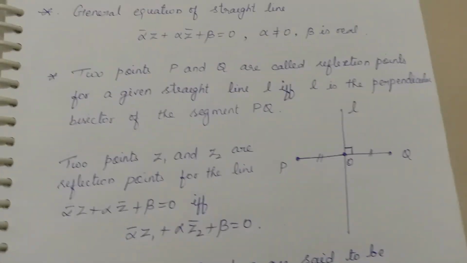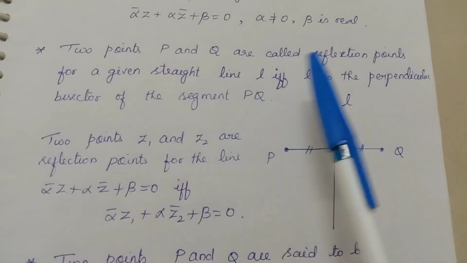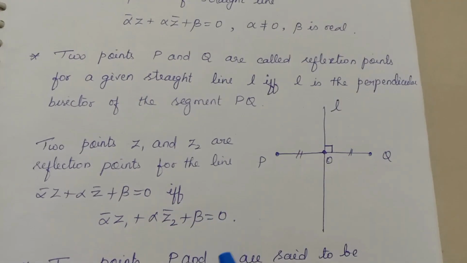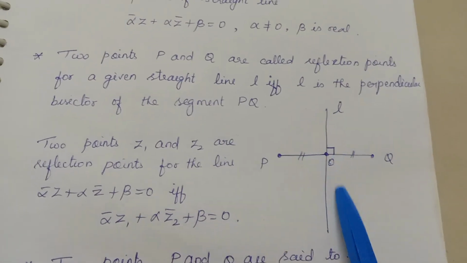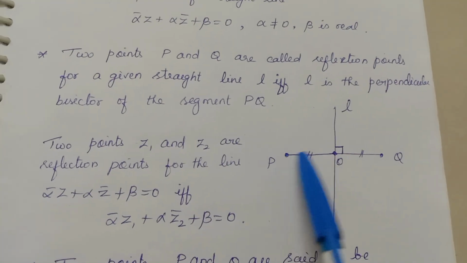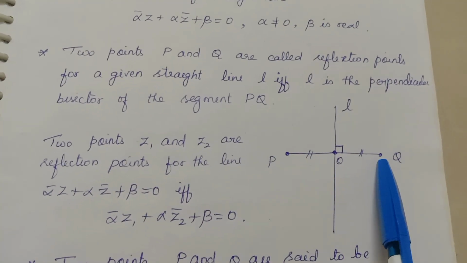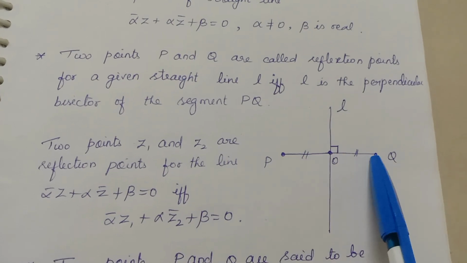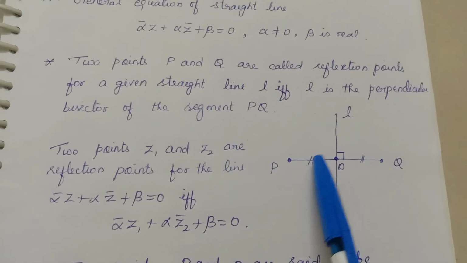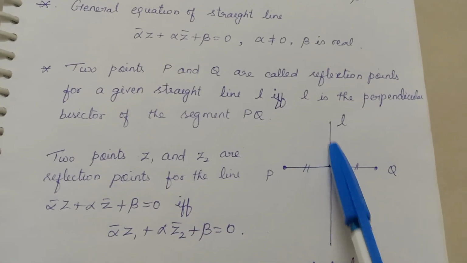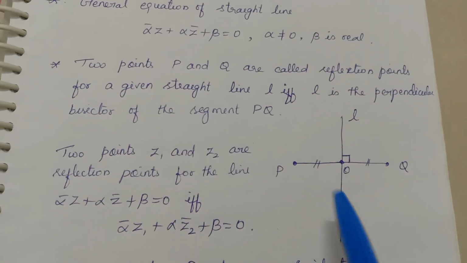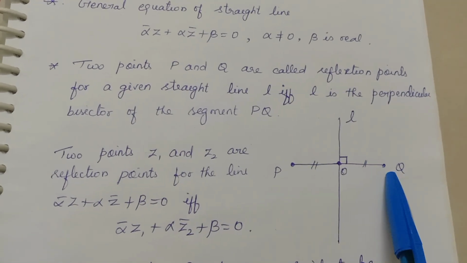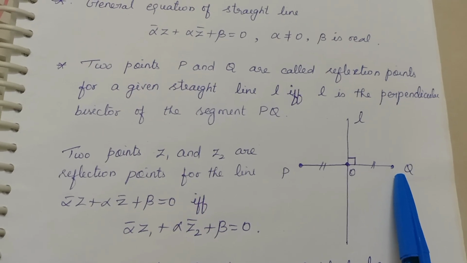Next one is we have a concept of reflection points. Okay, see, I am having a line L. This is my line L and I have 2 points P and Q here. Okay, see, now you join this PQ. This is a line segment PQ, no? For this line segment, if this L forms a perpendicular bisector, then these P and Q are called what? Reflection points of this line L.